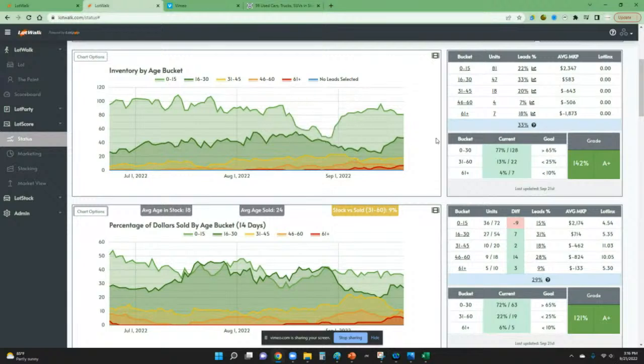Okay. So you can do it by units, but let me explain what you want to look at with units. If you have 18 units sitting here at 31 to 45, look at how many units you sold over the last 2 weeks, and then you want to times that by 2. So if I want to clear out my whole inventory every month, I got 160 in stock, I want to sell 160 a month.